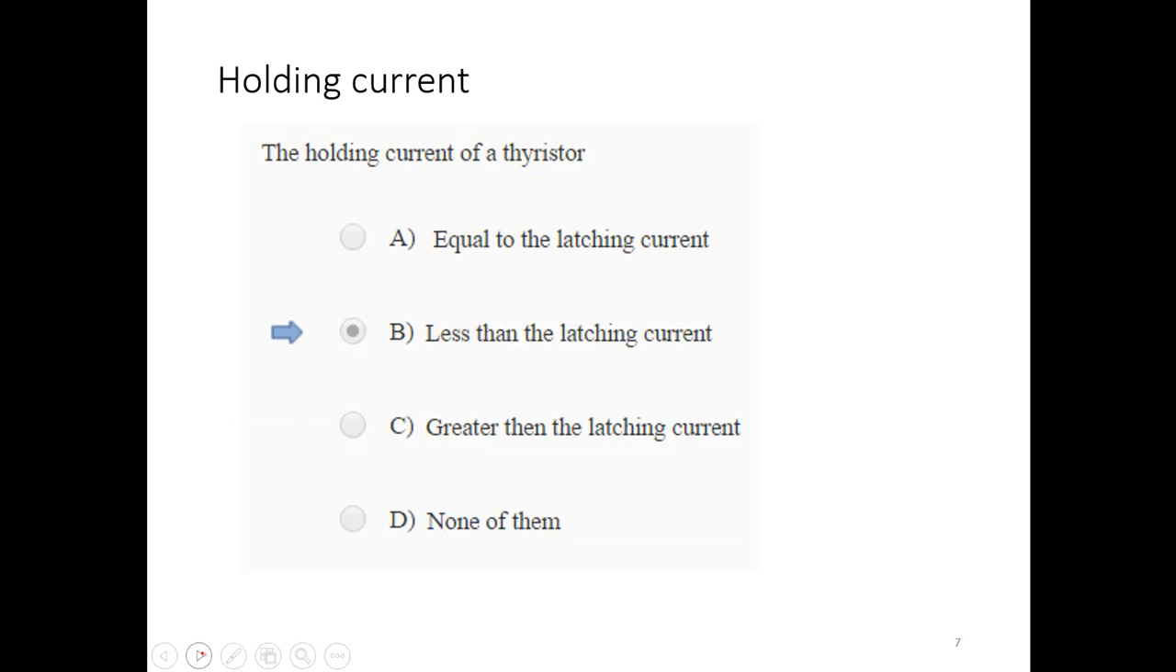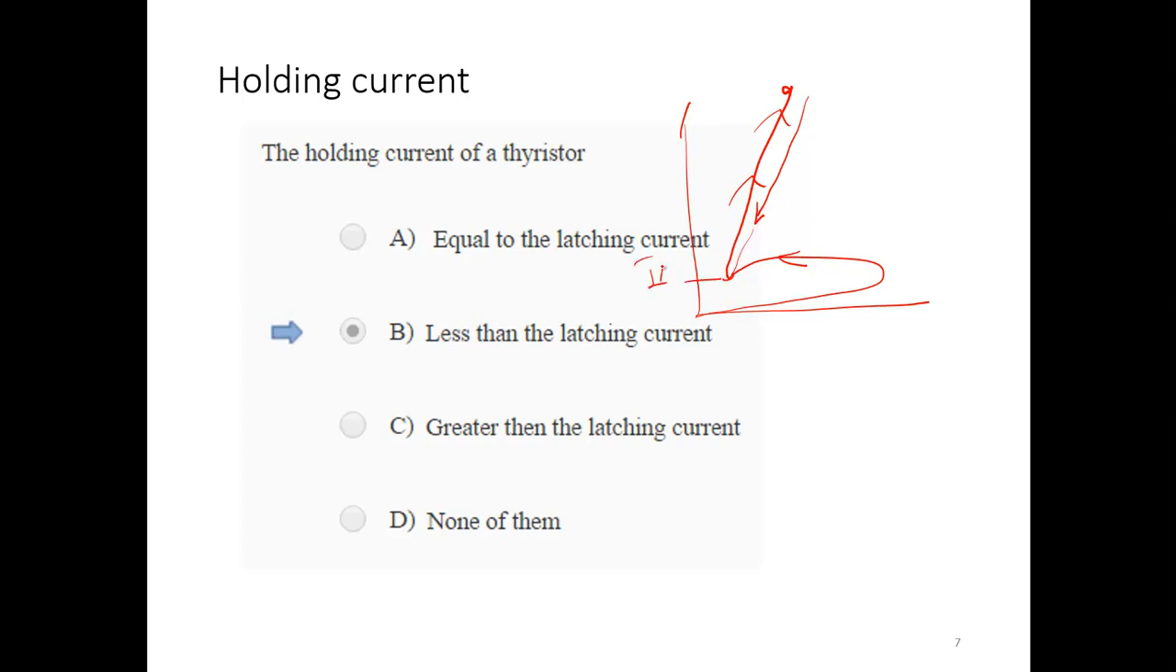The holding current is less than the latching current. What is the holding current then? If I draw the characteristic, suppose the thyristor is turned on, and then you reduce the current, maybe by varying the load resistance. This is the latching current, but even after that, this is the holding current. The holding current is less than the latching current.